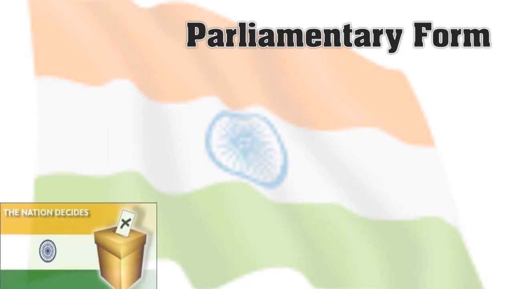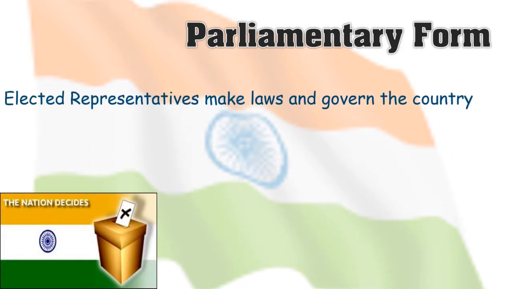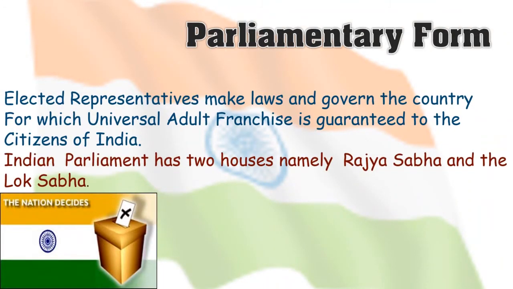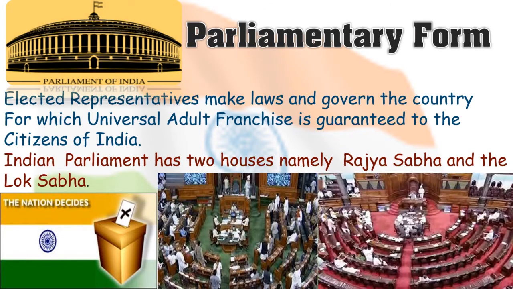Parliamentary form of government. In this, elected representatives make laws and govern the country, for which universal adult franchise is guaranteed to the citizens of India. That means above 18 years of age, they get the right to vote. Indian Parliament has two houses, namely Rajya Sabha and Lok Sabha.